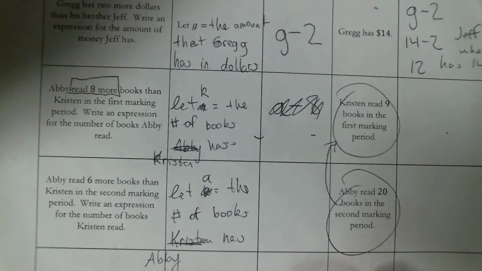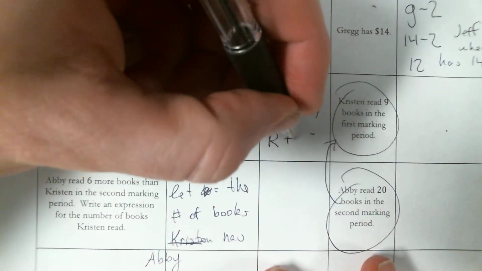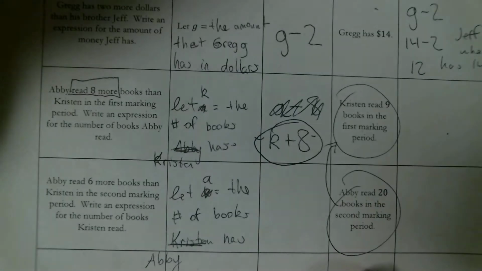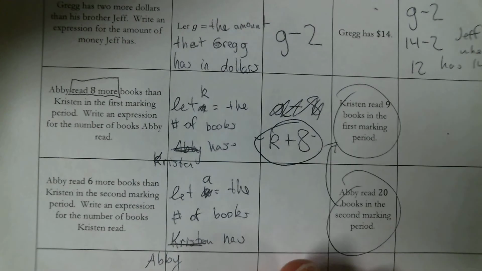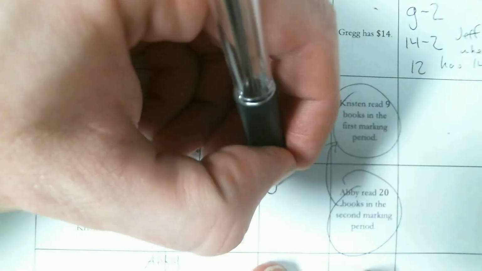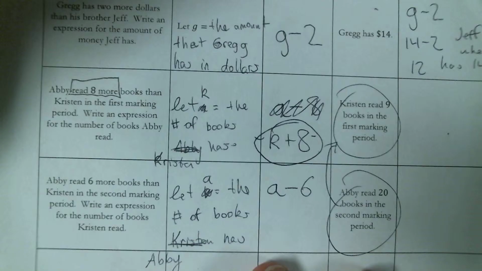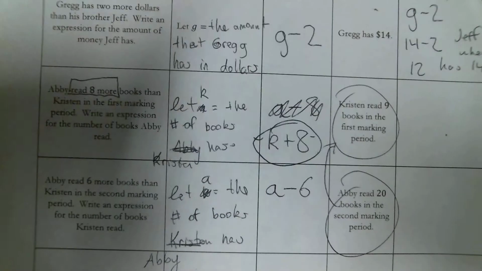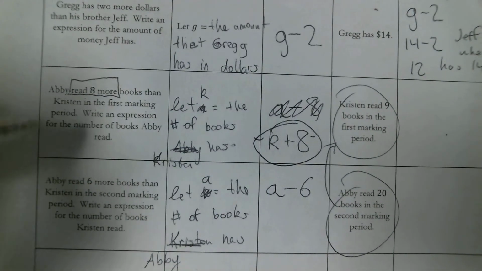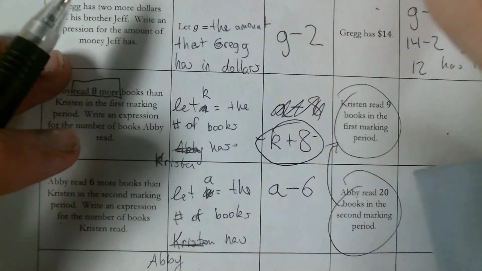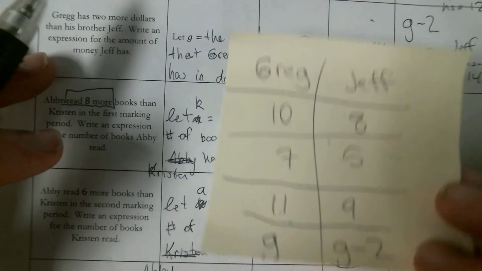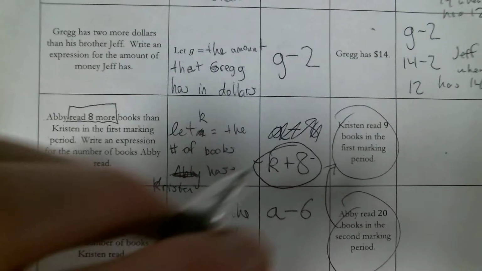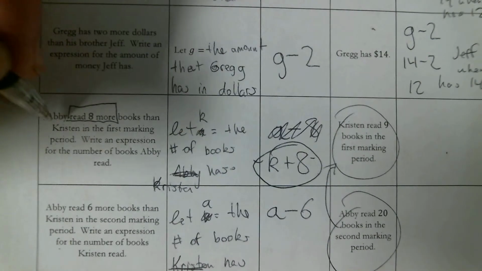So here, if we have K, we should have Kristen plus 8. That will give us Abby's. But this one, we know Abby's. She's read 6 more. So we say Abby, take away 6 will get us back to Kristen. So that whole thinking there is we have to think about who the person is. And if you're ever stuck in this situation, think, how can I make a table to show this? In this one, she has 8 more. So I need Kristen plus 8 to get me to Abby.